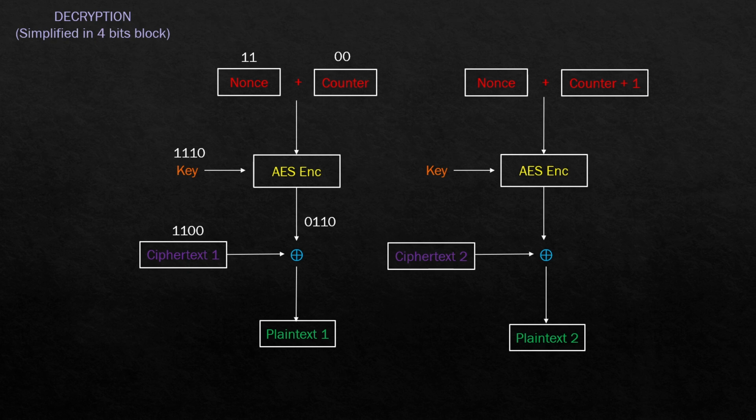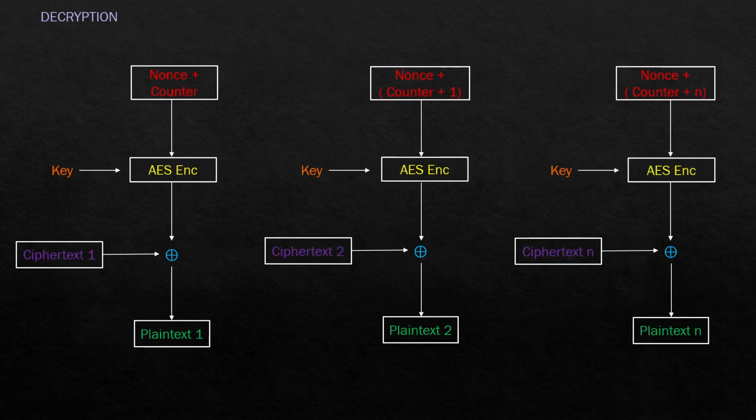The output is now XOR with the first cipher text block, 1100. And finally the first plaintext block containing 1010 is produced. The same goes for the second iteration. The nonce remains the same, and the counter increases by 1. It then encrypts with the same key, producing the output of 1101. The output is then XOR with the second cipher text block, 0111, and finally produces the second plaintext block containing 1010. This decryption process will be carried out until the last cipher text block is decrypted.